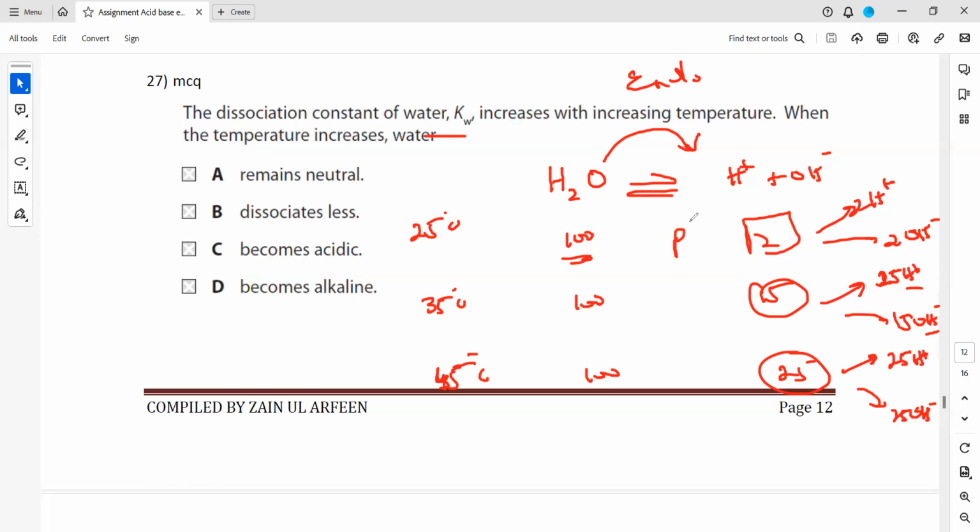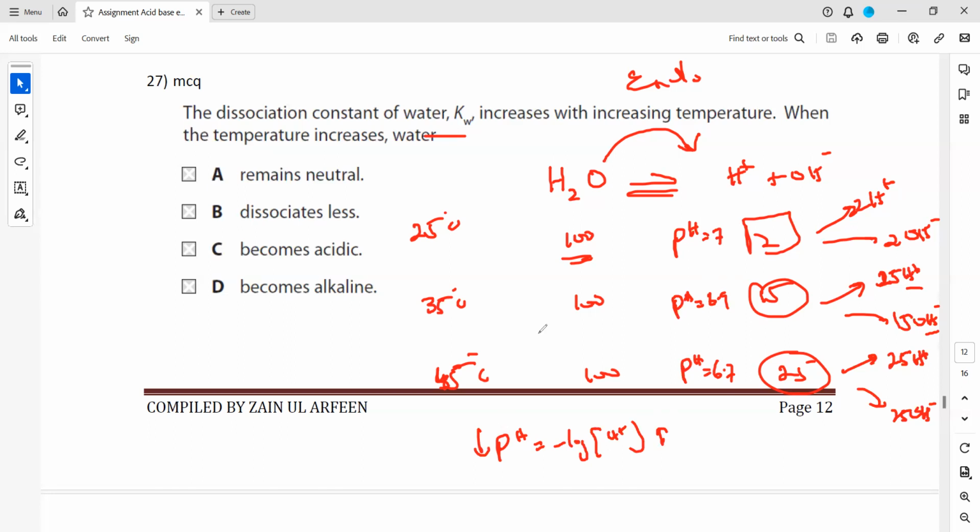But when we talk about the pH of water, for example, at 25 it is 7, at 35 it might be 6.9, and at 45 it might be 6.7. So when the temperature of water is increasing, why is the pH decreasing? Because pH depends on the hydrogen ion concentration. pH is equal to minus log of hydrogen ion concentration. As the hydrogen ion concentration increases, the pH will decrease.